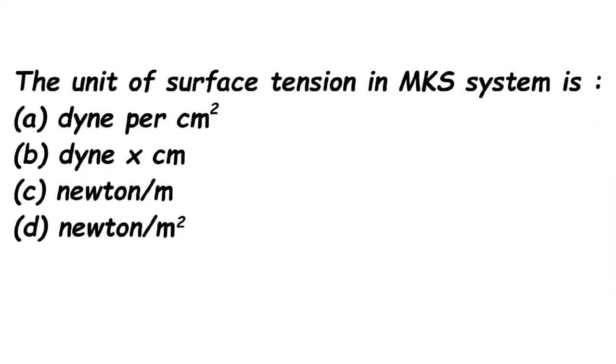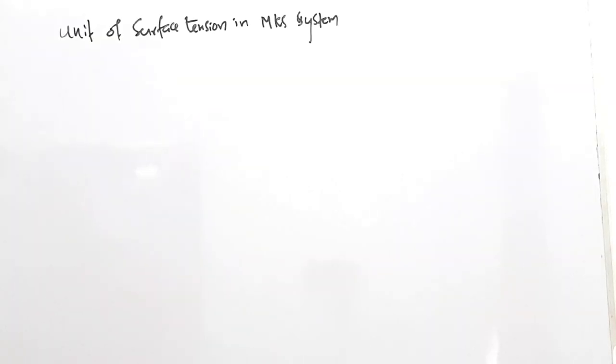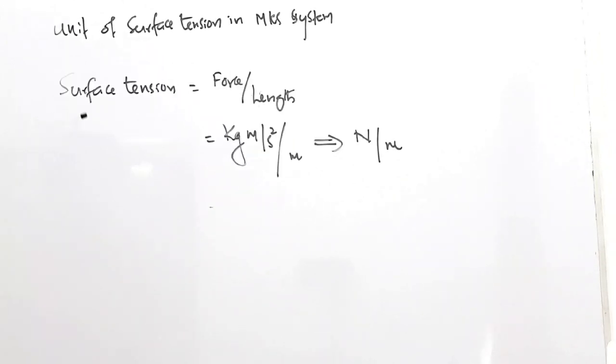Unit of surface tension in MKS system is option A, dyne per centimeter square, option B, dyne into centimeter, option C, Newton per meter, and option D, Newton per meter square. Next one, we have to find out what is the unit of surface tension in MKS system. Surface tension equal to force per unit length. The unit of force in MKS system is kilogram meter per second square or Newton, divided by unit of length, which is meter. So the answer is Newton per meter.